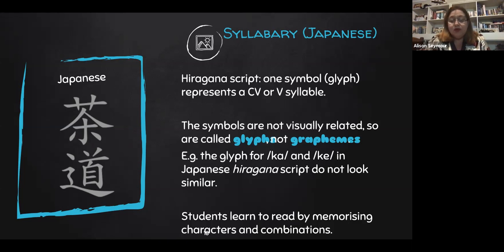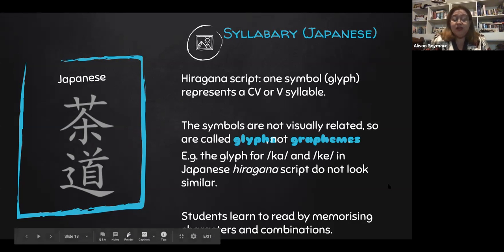For example, if we were looking at the symbols for ka and ke in Japanese, the k sound, they don't have any similarity at all. So as a result, Japanese readers need to learn to memorize many different combinations and symbols.